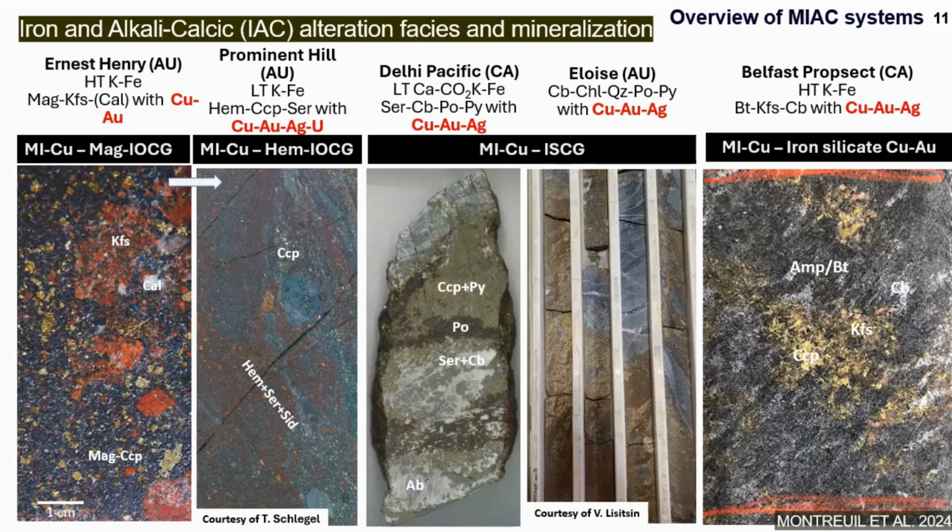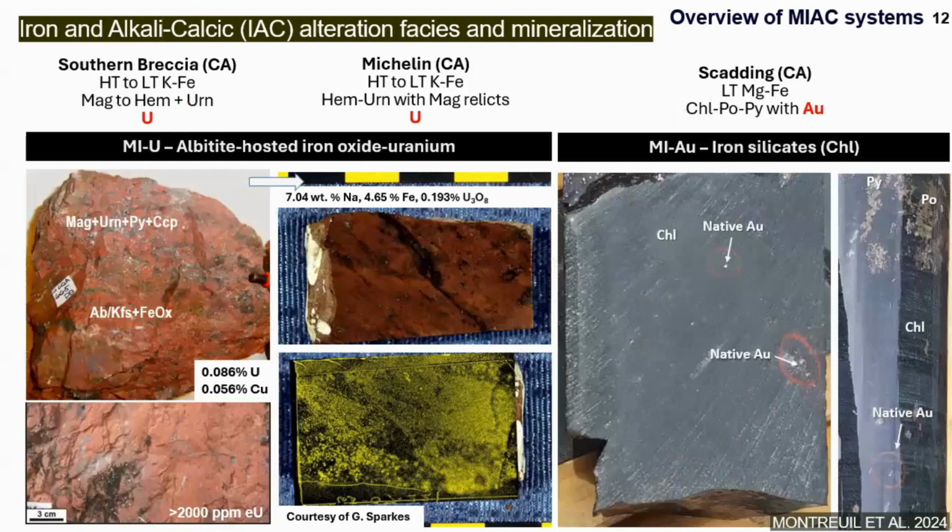And then other examples: iron oxide uranium mineralization placed in an albitite, so it becomes albitite with iron oxide uranium. And then the example from Sudbury, so we have gold with iron silicate, an iron silicate gold type of mineralization. So quite a diversity of mineralization types associated with specific types of alteration.